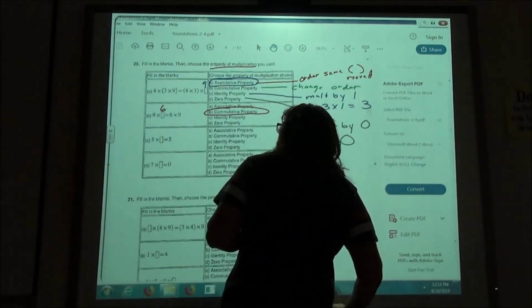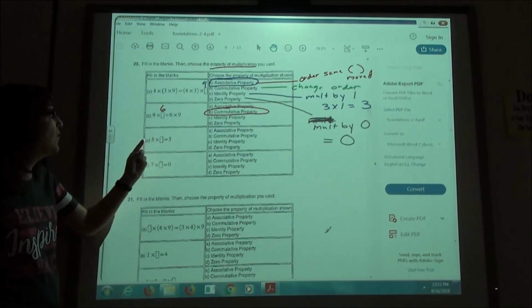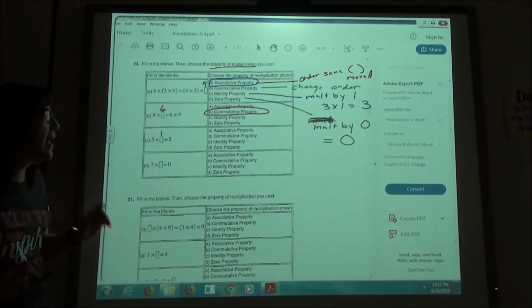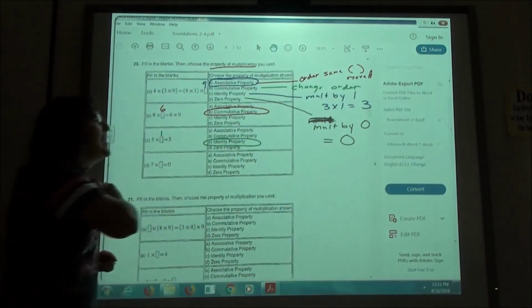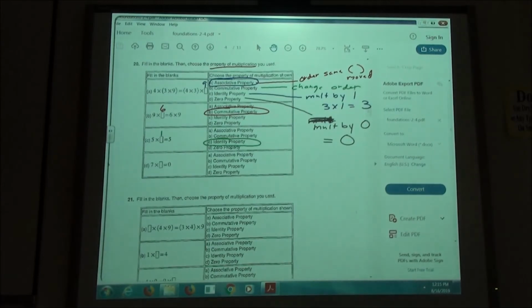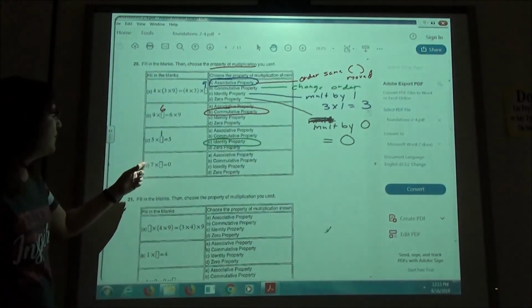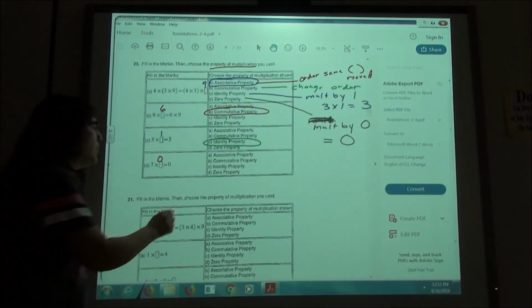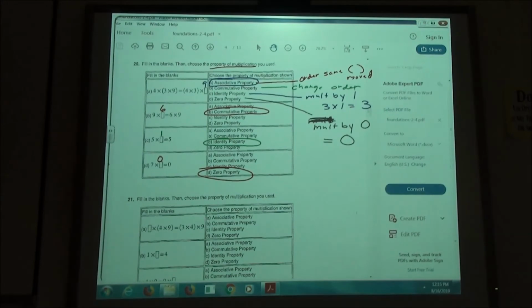The next one, a little bit trickier you have to see here. 5 times what equals 5? Well, we know 5 times 1 is equal to 5. And if we're multiplying by 1, that is my identity property. 5 times 1 equals 5. And the last one, 7 times what is 0? 7 times 0 has to be 0. So if I'm multiplying by 0 and getting an answer of 0, that is my 0 property.